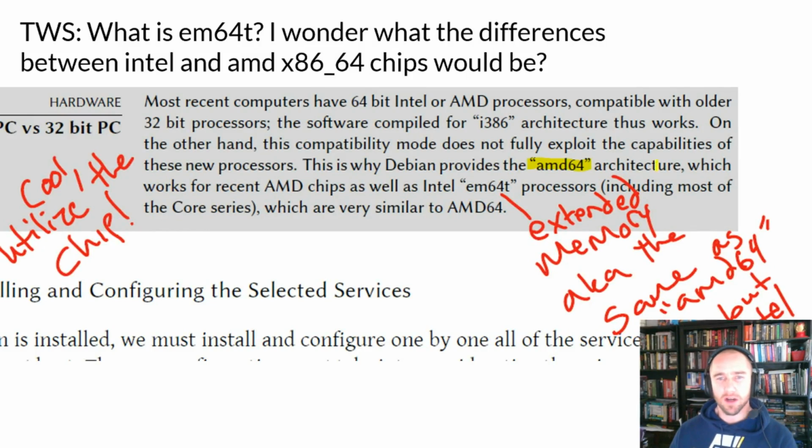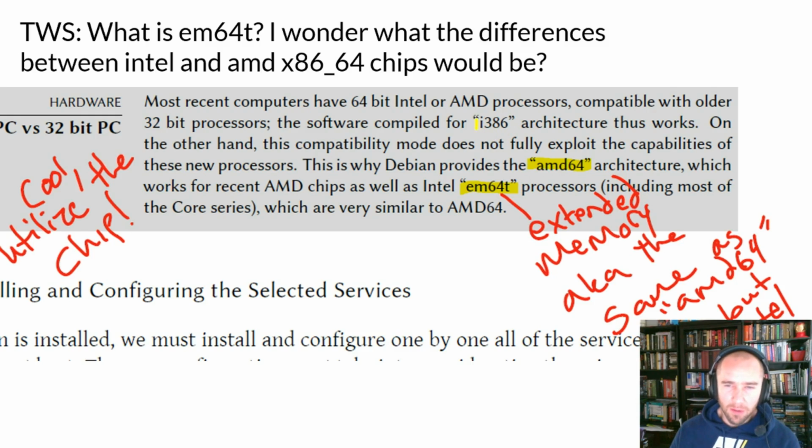AMD 64 architecture should work just fine with an EM64T processor. It's because Intel and AMD play games to try to one-up each other. You know, Intel was the first to make an x86 architecture processor, and then AMD was the first to get a working x86 64-bit architecture going.